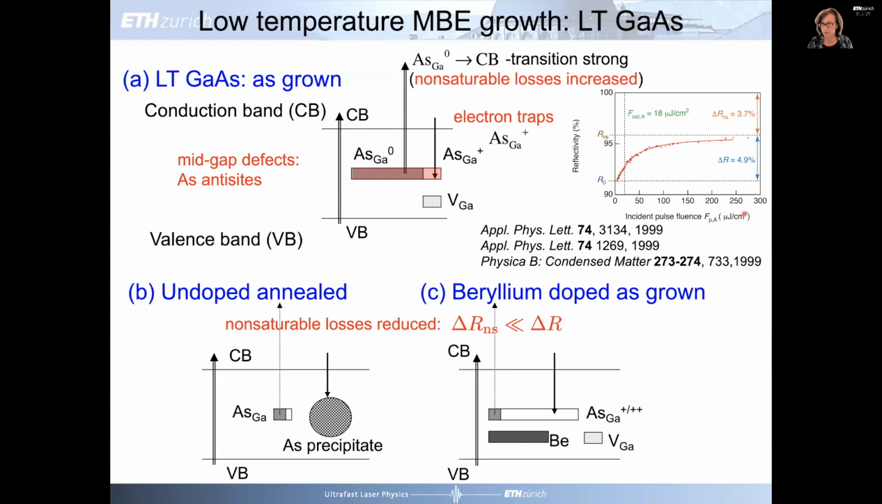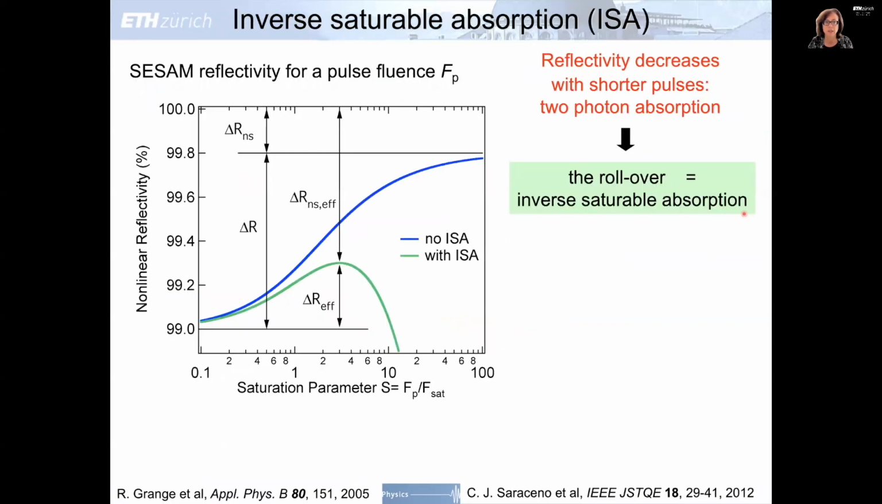We saw similar behavior in indium gallium arsenide, even though we didn't do an explicit study on it. That is the basic mechanism that helps us to work. So when we move from longer pulses, picosecond and many hundred femtosecond pulses, to 20-femtosecond pulses, then we have significant two-photon absorption in the semiconductor, and that causes a rollover, a so-called inverse saturable absorber, as a function of incoming fluence on the saturable absorber, now normalized to the saturation fluence, and you look at the nonlinear reflectivity.